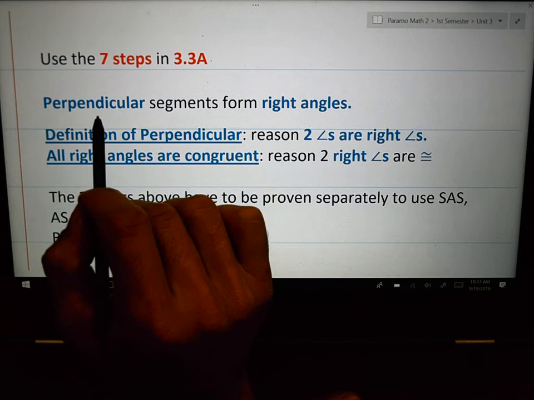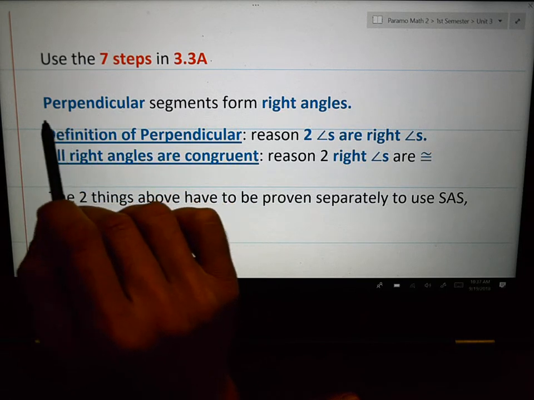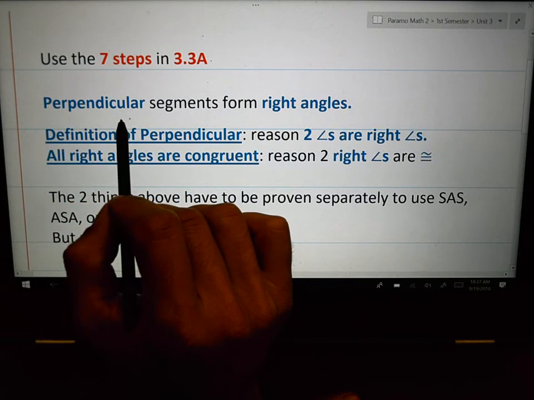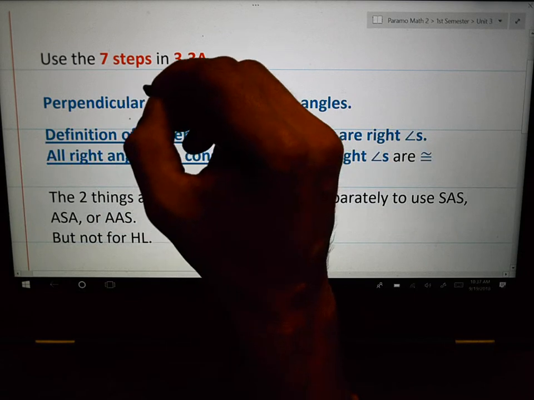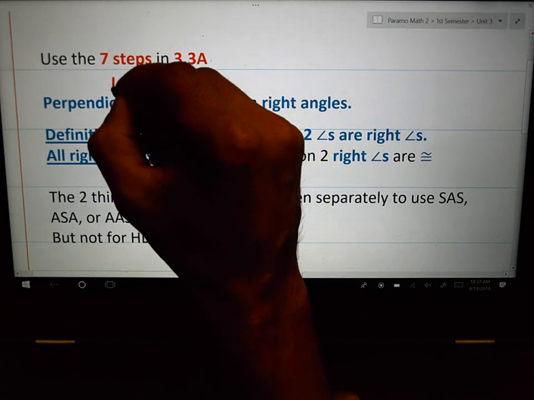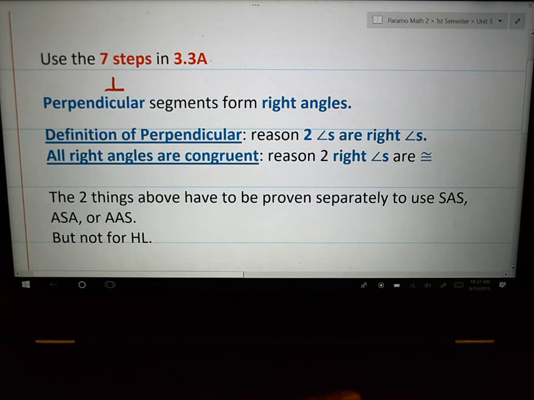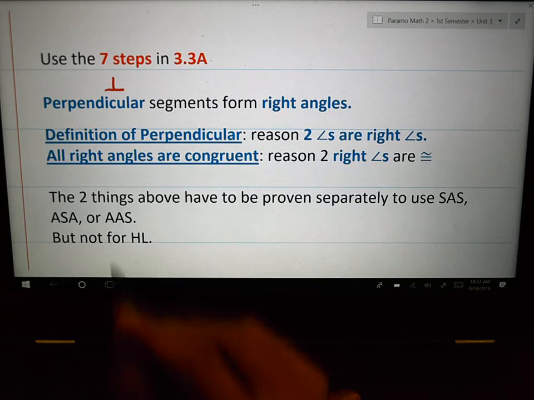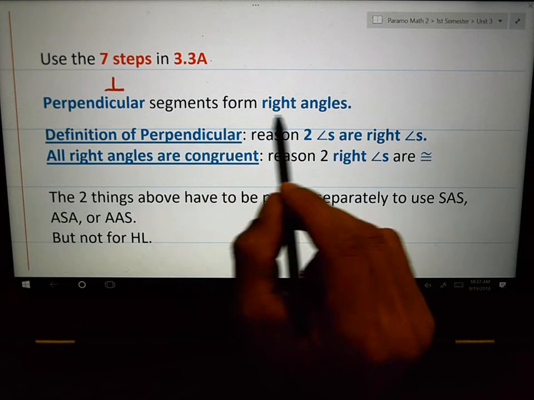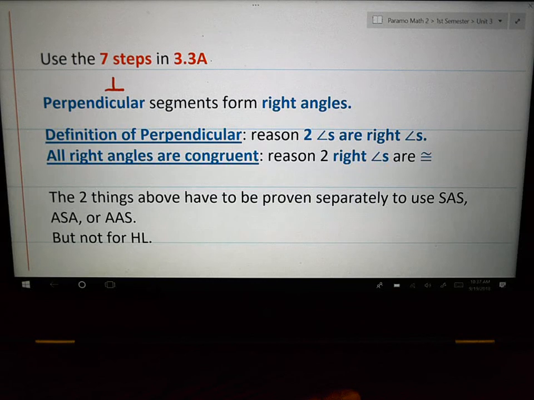There is a symbol for it. If you like writing out all those letters, feel free to write out all those letters. But if you want to use the symbol, it looks just like this. It's an upside down T. If you see that, it means it's perpendicular. Anytime you see that, it means it forms a right angle.